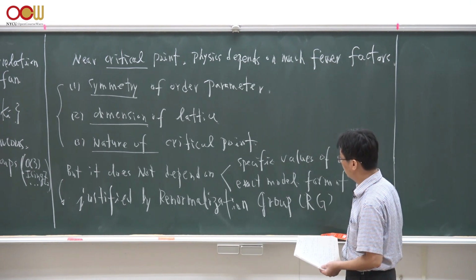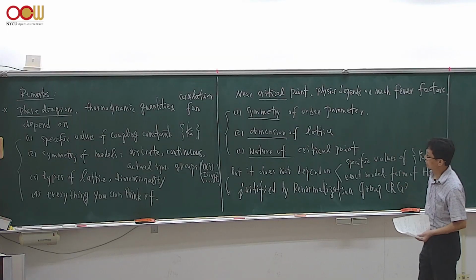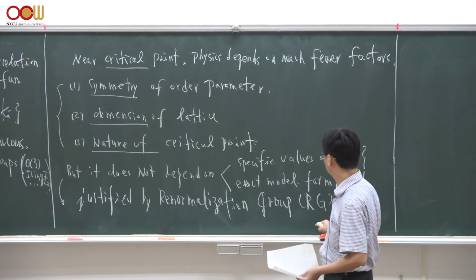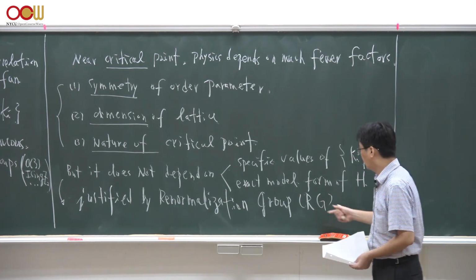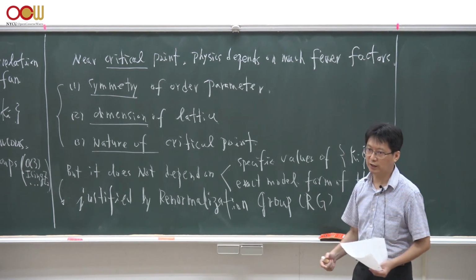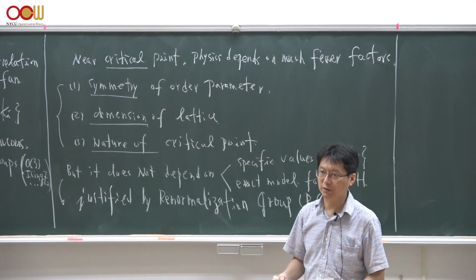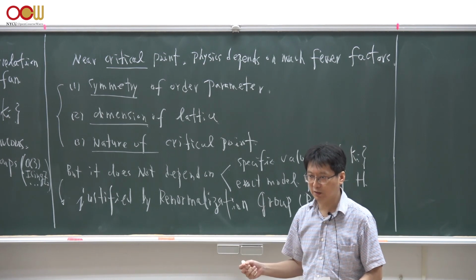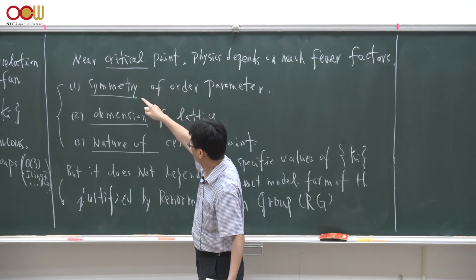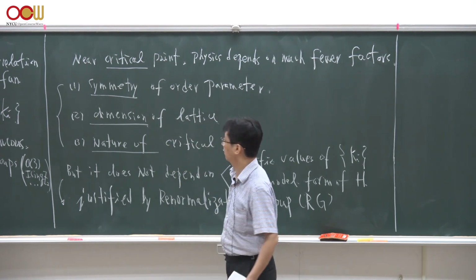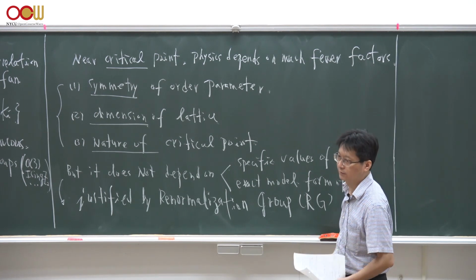But near the critical point, physics does not depend on the factors that determine the phase diagram. For example, it doesn't depend on the specific values of the coupling constants, and it doesn't depend on the exact model Hamiltonian that you have. As we explained a moment ago, near the critical point a fluid and an Ising model behave the same. So only the symmetry, the dimensionality, and the nature of the critical point determine the critical properties of an Ising model and a fluid.